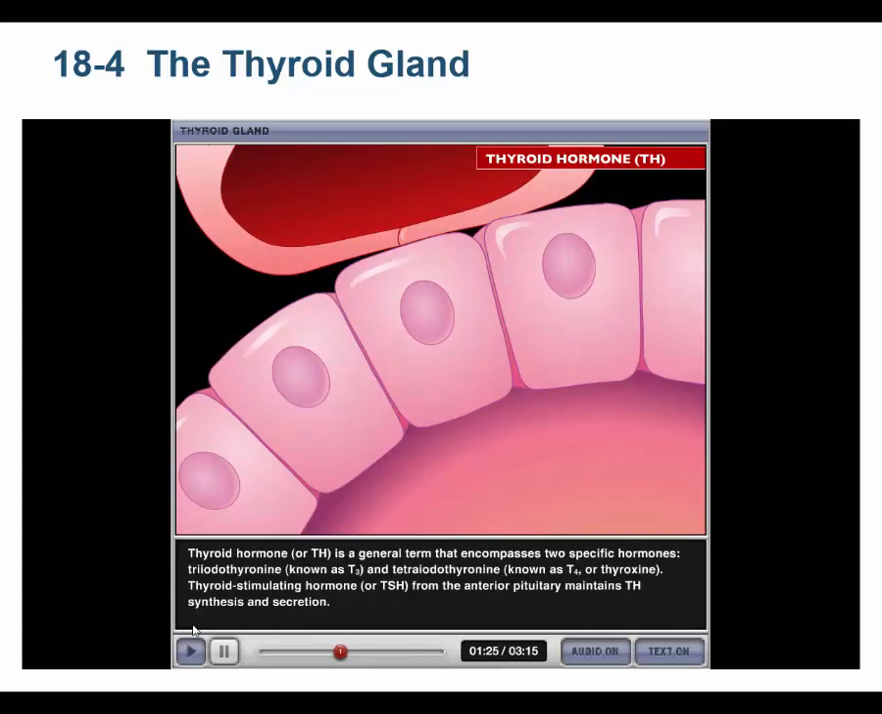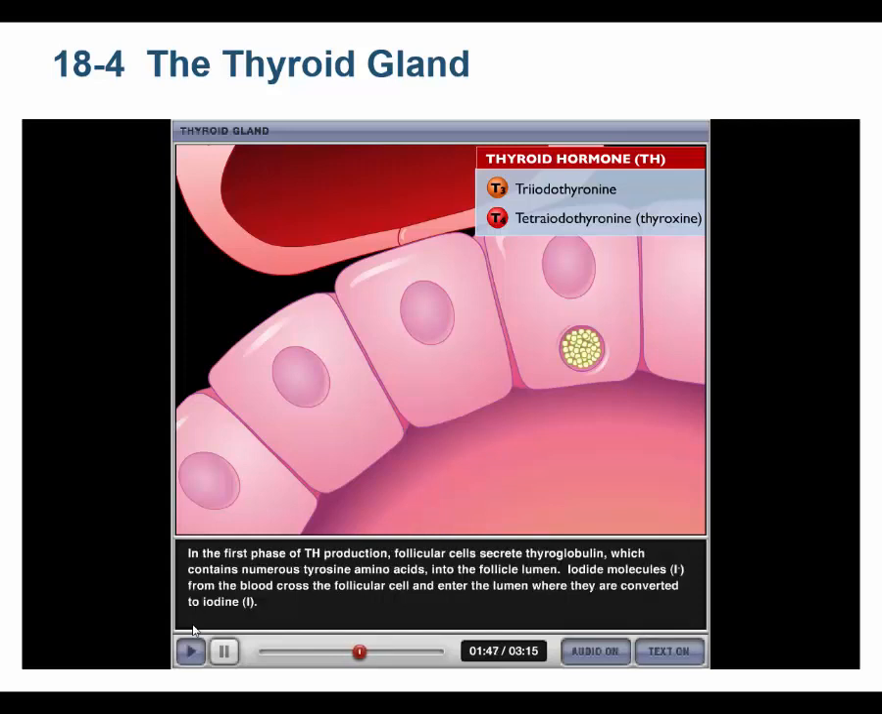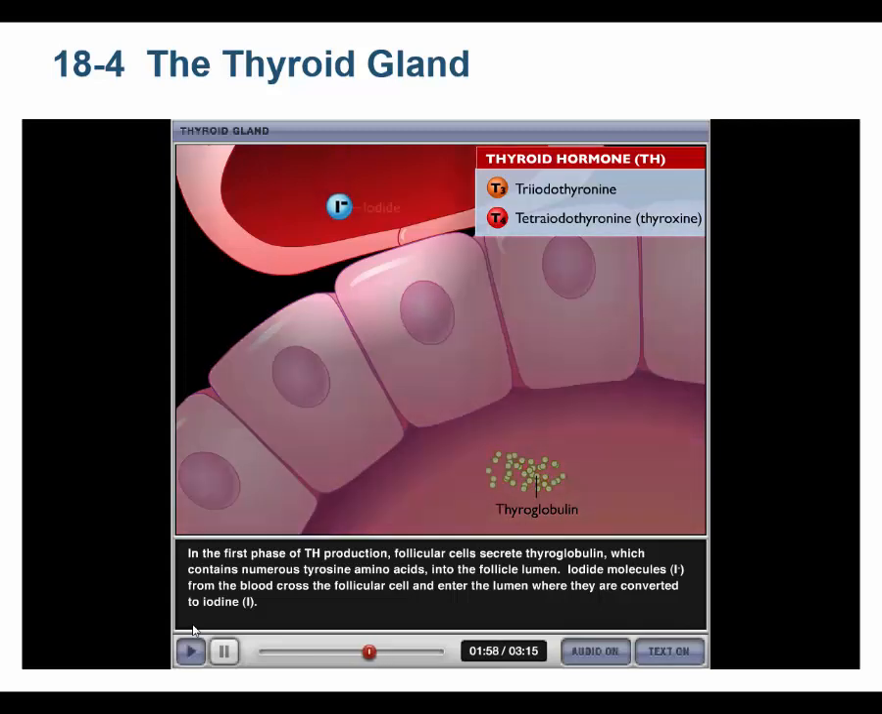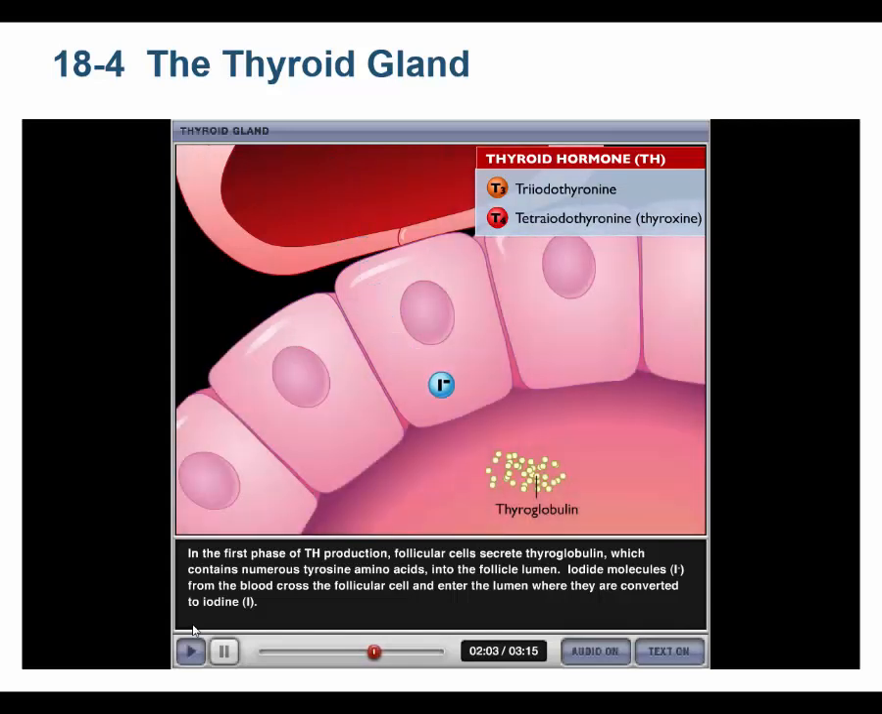Thyroid hormone, or TH, is a general term that encompasses two specific hormones: triiodothyronine, known as T3, and tetraiodothyronine, known as T4, or thyroxine. Thyroid-stimulating hormone, or TSH, from the anterior pituitary maintains TH synthesis and secretion. In the first phase of TH production, follicular cells secrete thyroglobulin, which contains numerous tyrosine amino acids, into the follicle lumen. Iodide molecules, I negative, from the blood cross the follicular cell and enter the lumen where they're converted to iodine, I.